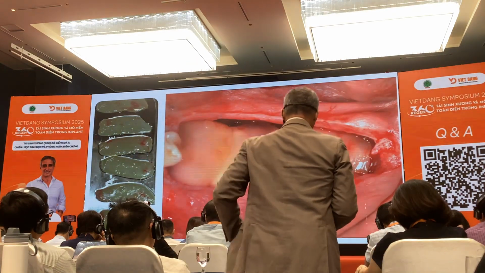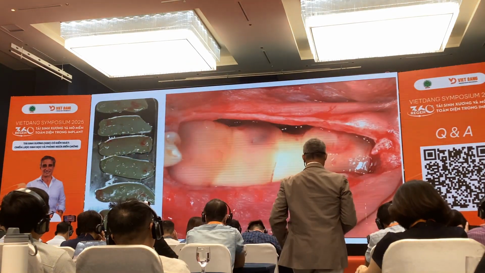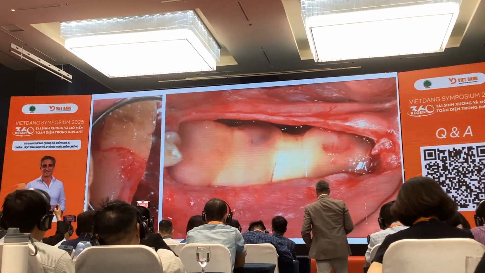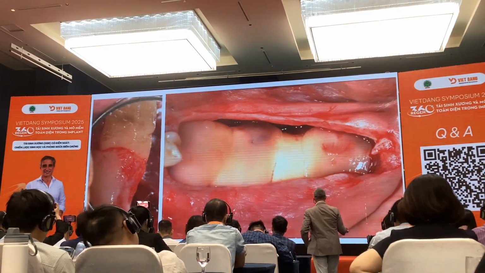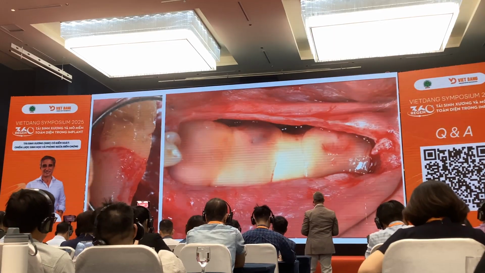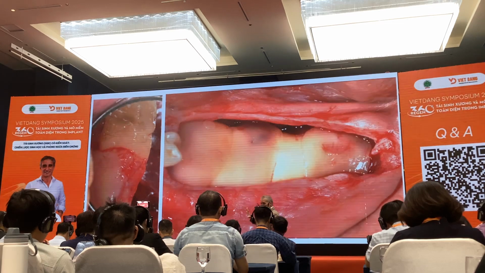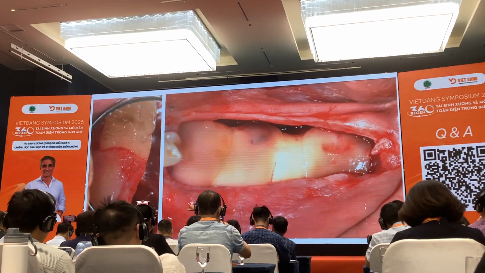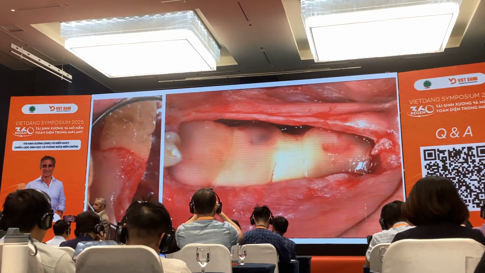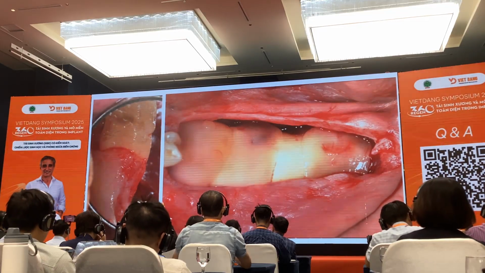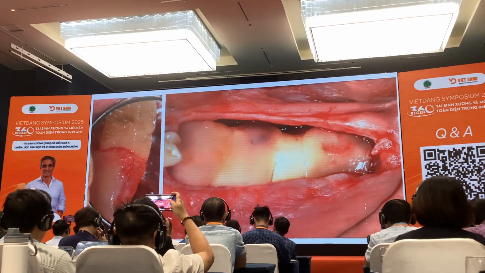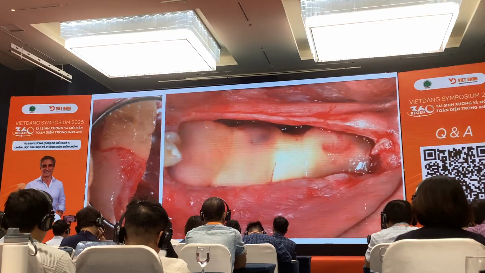Then I place in this specific case some fibrous membrane, and I close perfectly the flaps. We can perform this surgical procedure even if the defect is severe, because we have the residual bone peak. Without the bone peak, the surgical predictability is limited.